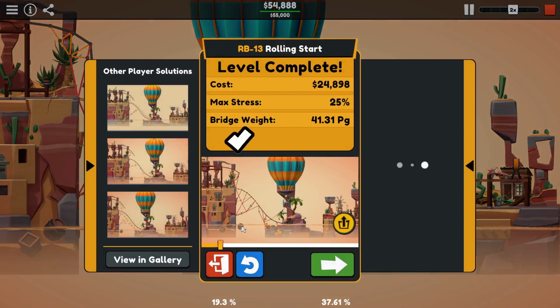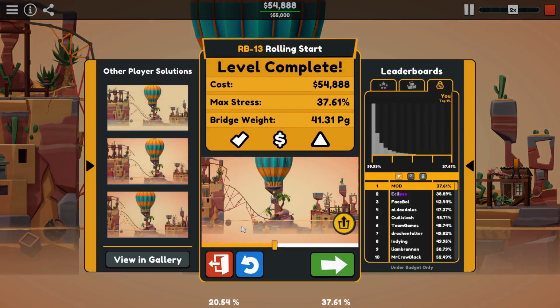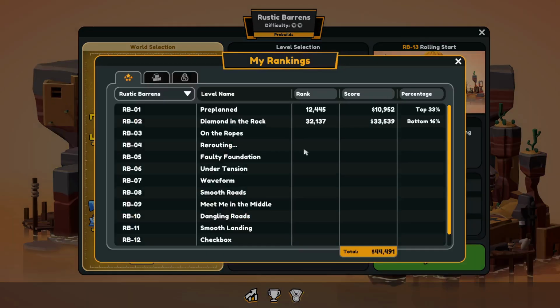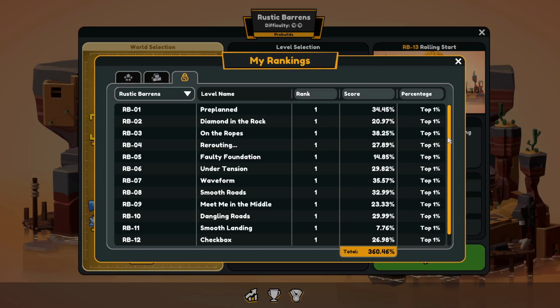So there you go. That is the Rustic Barrens world, all first places. And as you can see, if I go to rankings here and go into stress, everything will be first.